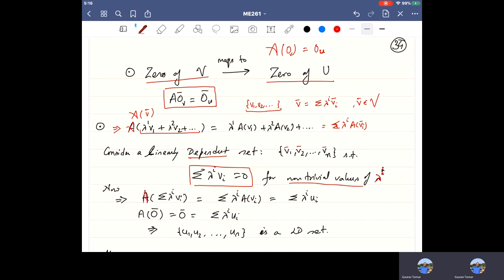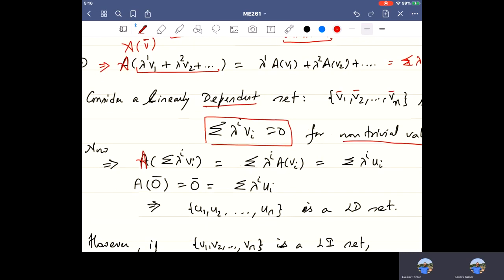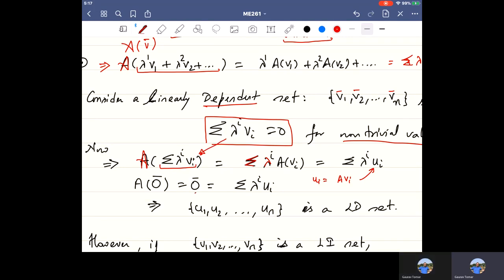Then A times the summation of lambda i vi. Now that we know that it can be written as the summation of lambda i A vi, and let's say ui is A vi, and if you write it like this, then you get the summation of lambda i ui. Now you're saying that this is 0 because of this equation, A of 0 is getting mapped to 0. And then you get this is equal to the summation of lambda i ui, right?